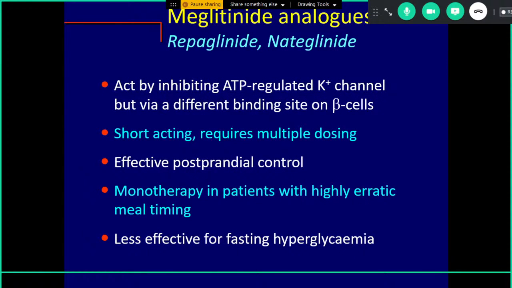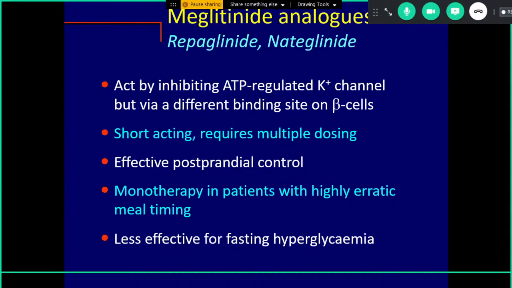These are the meglitinides, which act on, again, the ATP regulated potassium channel, but they have a different binding site on the beta cells. So they don't interact with sulfonylureas, but if you're on a maximal dose of sulfonylureas, you will get no benefit in adding one of these agents. And it makes no sense to combine two secretagogues, right? Their biggest advantage is they're short acting.